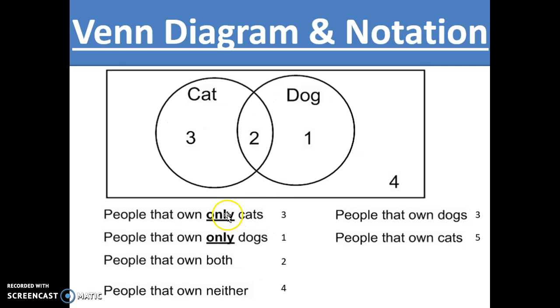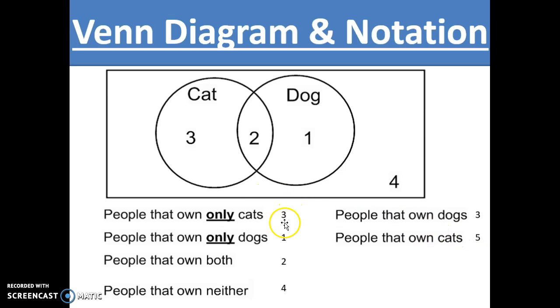Now in this case, people that only own cats are just this region right here. People that only own dogs are right here. People that own both are the intersection, 2. People that own neither, 4, because they don't belong to dogs or cats. And here's the thing, people that own dogs, in this case, it's 1 plus 2. Doesn't matter if these guys also own cats as well, they also own dogs, so it becomes 3, which means that people that own cats would be 3 plus 2, to be 5.